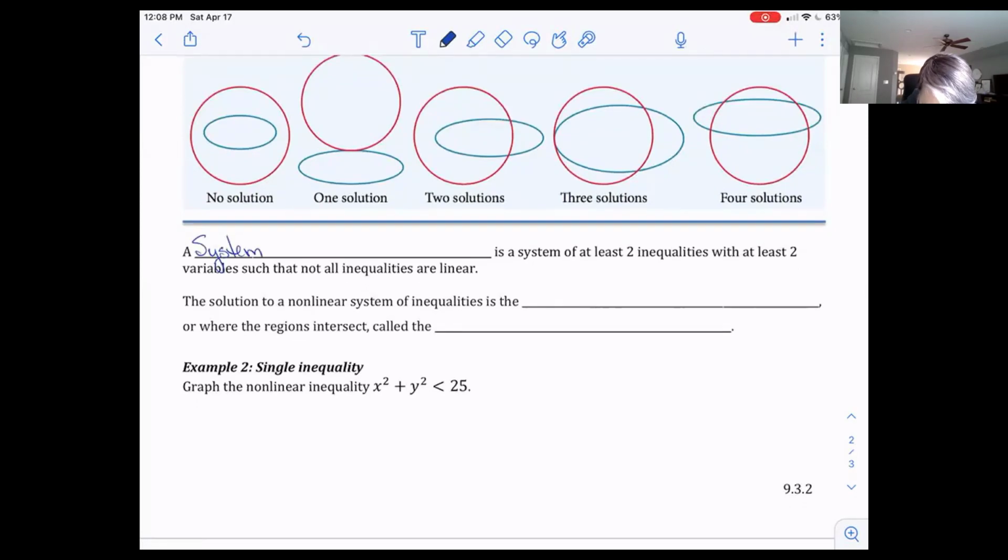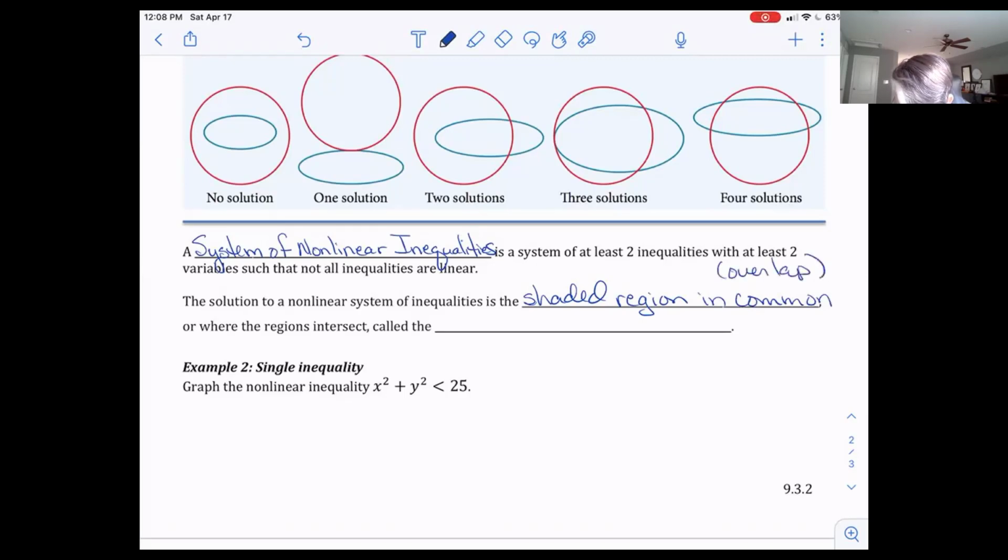Now let's take a look at a system of inequalities. Again, it's a system of at least 2 inequalities with at least 2 variables, but not all of those inequalities are linear. The unique thing about inequalities is the solutions are typically regions. The solution to a nonlinear system of inequalities is the shaded region in common. In other words, it's where any shaded solution regions overlap, or where the regions intersect. This is called the feasible region.